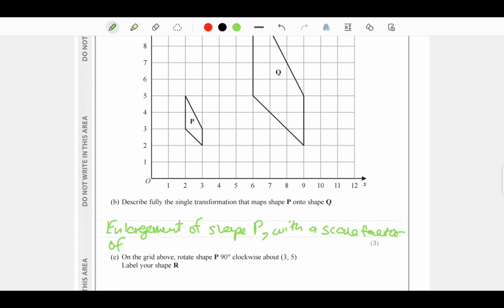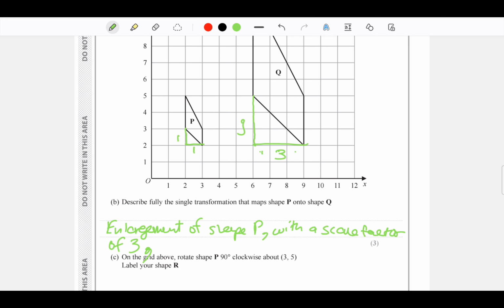We know that this is 1:1, right? X is 1, Y is 1, but that's not the case for shape Q. 1, 2, 3, this is 3, this is 3, so that means it is basically all of the values multiplied by 3. So that means it's a scale factor of 3 and it's an enlargement.